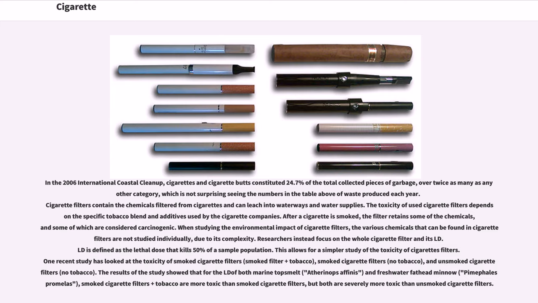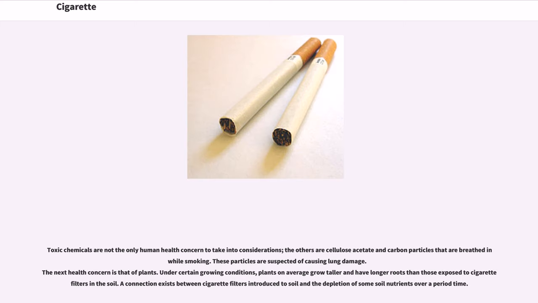Toxic chemicals are not the only human health concern to take into consideration. The others are cellulose acetate and carbon particles that are breathed in while smoking. These particles are suspected of causing lung damage. The next health concern is that of plants.